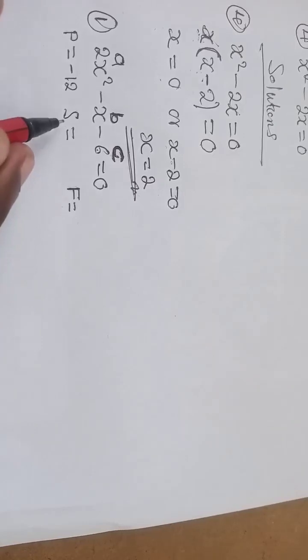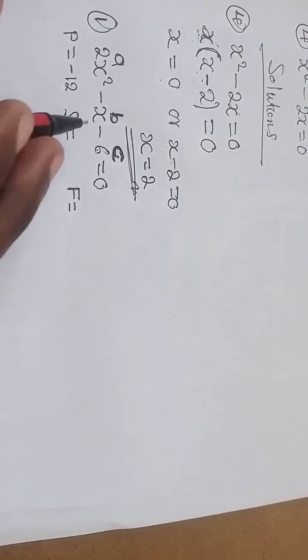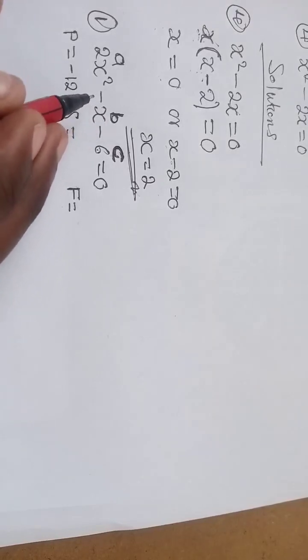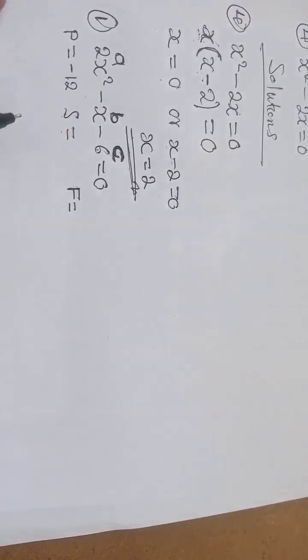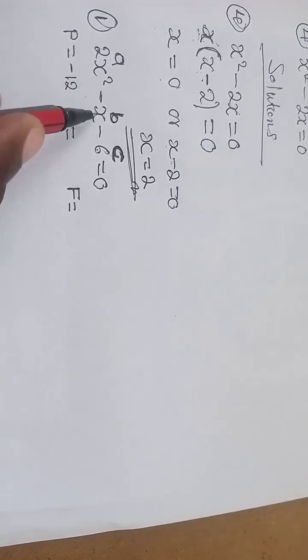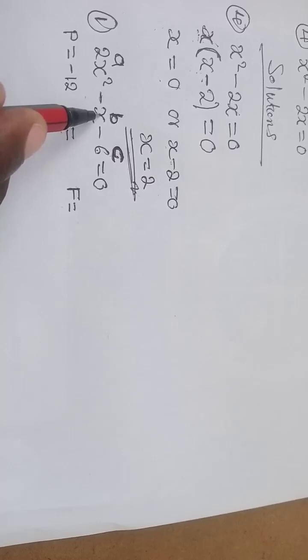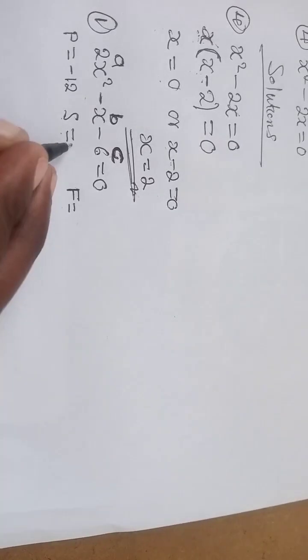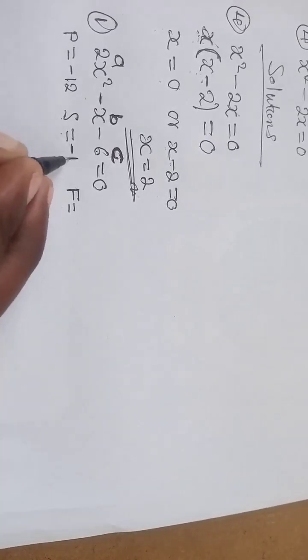And the sum, I said that it is the coefficient of B, meaning the number that is attached to letter X here. That is -1. So the number attached to negative X is -1. So this is the sum.